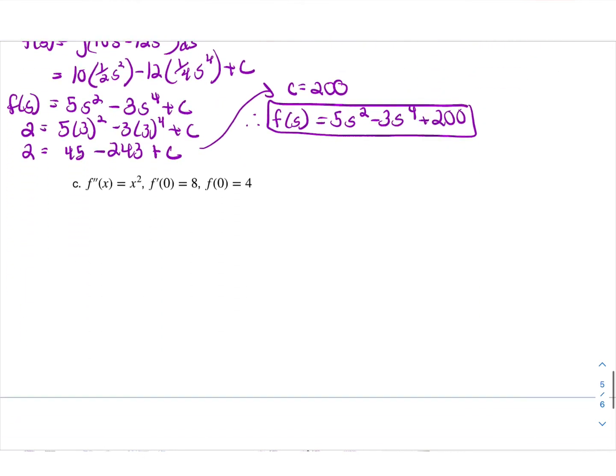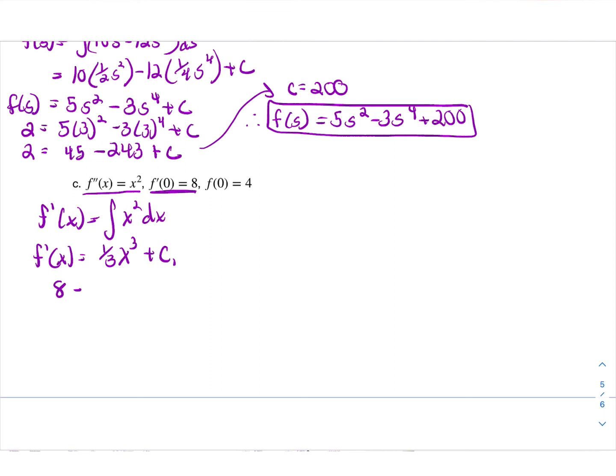In some cases, you're given the second derivative, not the first derivative. In this case, you need two initial conditions, one for the first derivative and one for the original function. So I will start by integrating the second derivative, which will give us our first derivative. So the integral of x squared, which is equal to 1/3 x cubed plus c1, is our first derivative. I'm going to use our initial condition for the first derivative to solve for c1. And I get that c1 is equal to 8. So therefore I can say my derivative function, f prime of x, is equal to 1/3 x cubed plus 8.